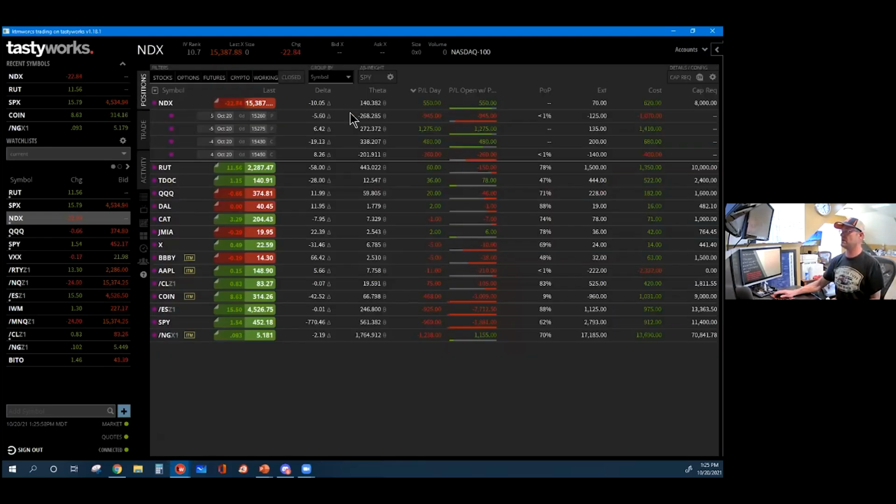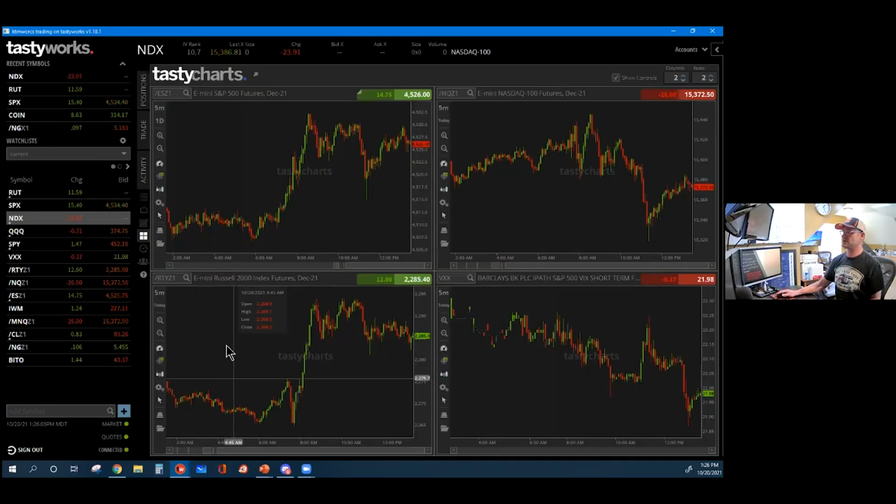Looking at my NDX trade, that's almost fully profitable now. It's almost fully profitable. So let's just watch some price action for a little bit. We'll come back at it in just a moment.